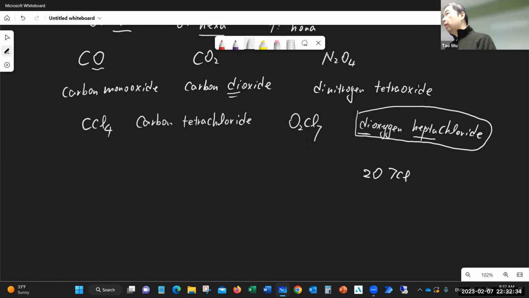Obviously, this is not correct. We never write those numbers in front of elements in a formula. Make sense, right? The di says we have 2 oxygens, but where are you going to put the 2? You're going to put the 2 underneath the oxygen, and the 7 underneath the chlorine, not in front of it. Does that make sense?